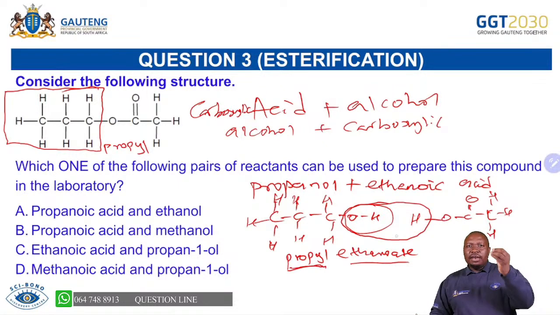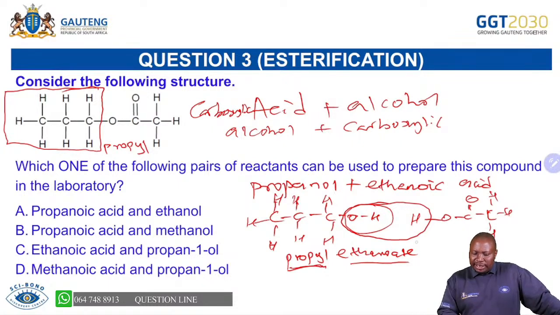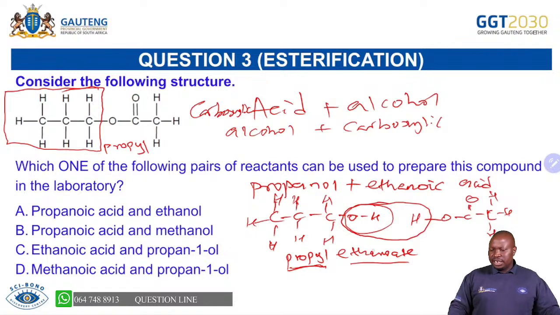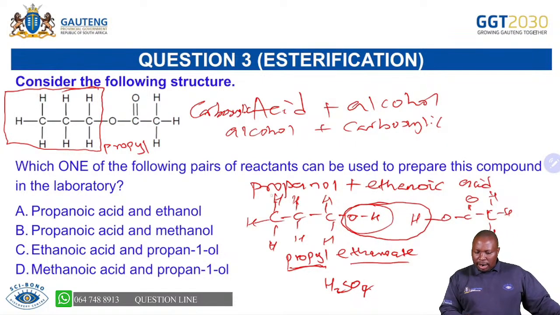Remember, you can be asked about the catalyst that we use for esterification. We are removing water, and you know sulfuric acid is a good dehydrating agent. So the catalyst there is sulfuric acid. So don't forget, it's a reaction of an alcohol with a carboxylic acid to form an ester plus water.